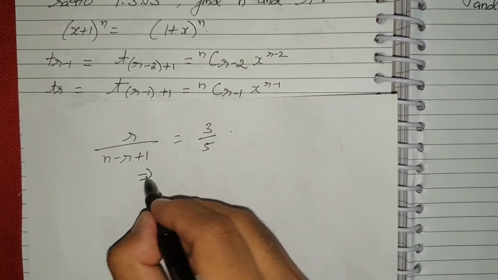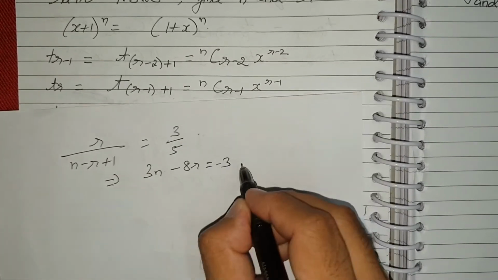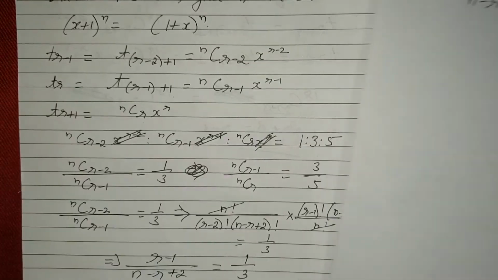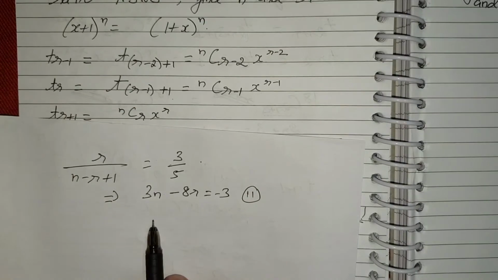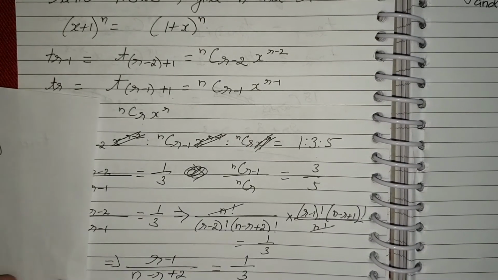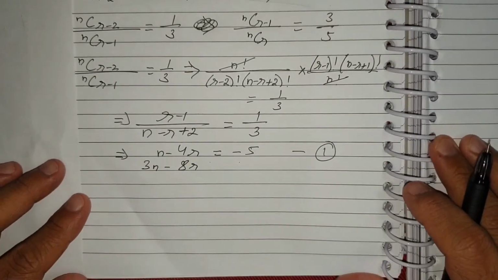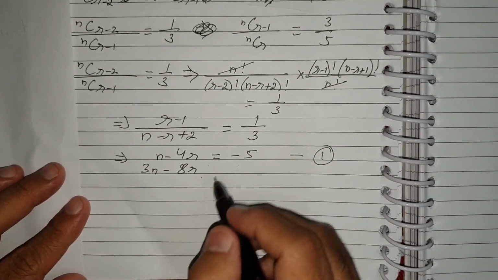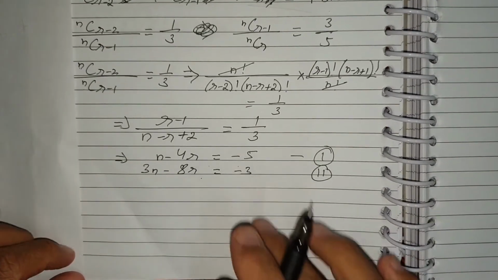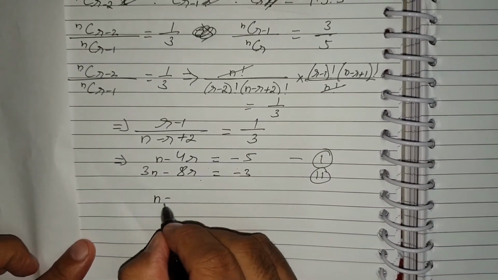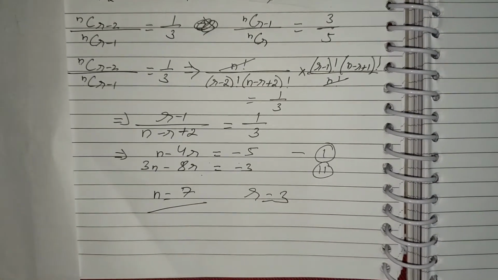If you solve it, this is 3n minus 8r equals minus 3. This is equation 2. Now our equation 1 is n minus 4r equals minus 5, and equation 2 is 3n minus 8r equals minus 3. Solving these two, we get n equals 7 and r equals 3.